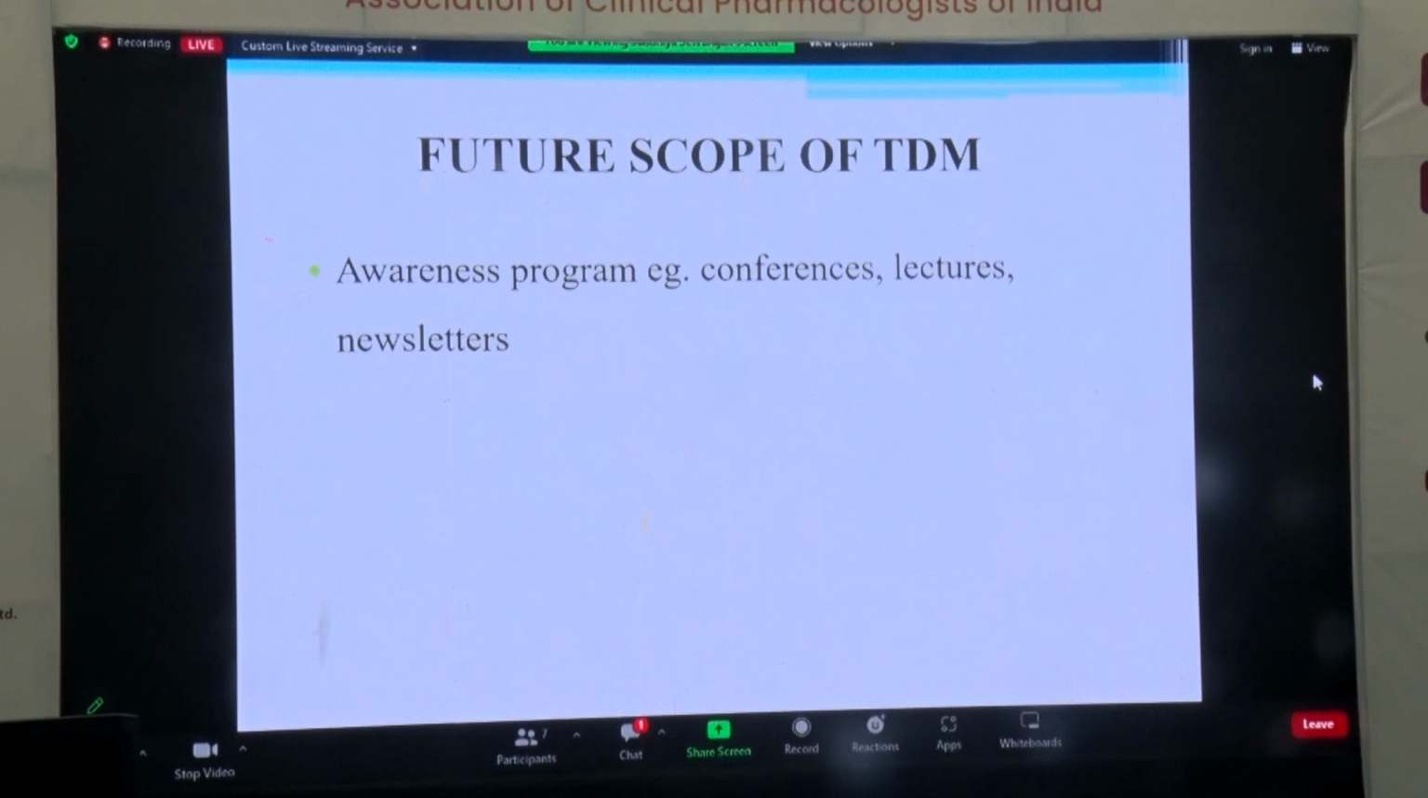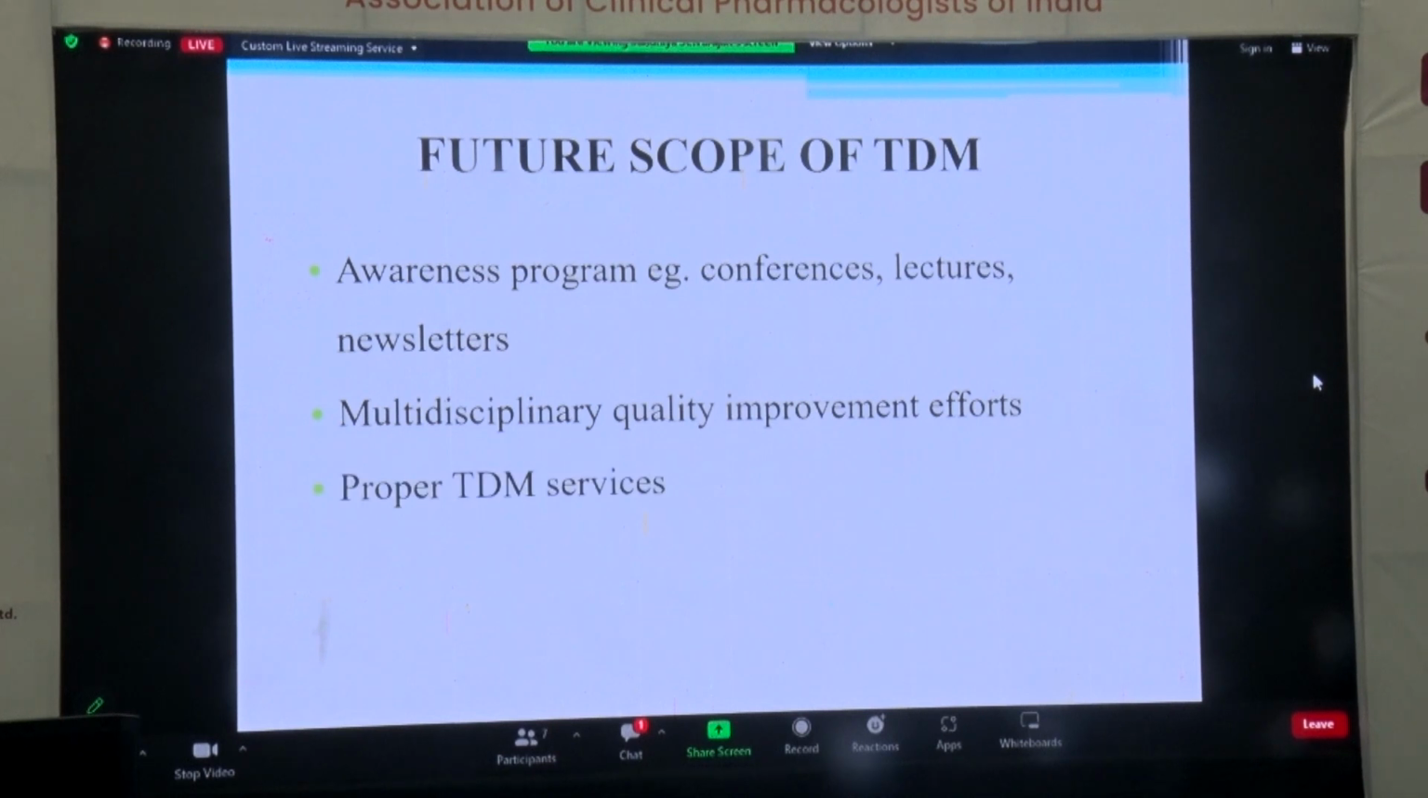So if we really want to introduce TDM in our institutes, we need to conduct awareness programs through conferences, lectures or by distributing newsletters, to create awareness among the administration as well as the clinicians about the significance of doing TDM. We should always interact with the clinicians and tell them the importance of doing TDM for certain drugs. And our lab should be providing accurate results so that the clinicians depend upon and trust our values.